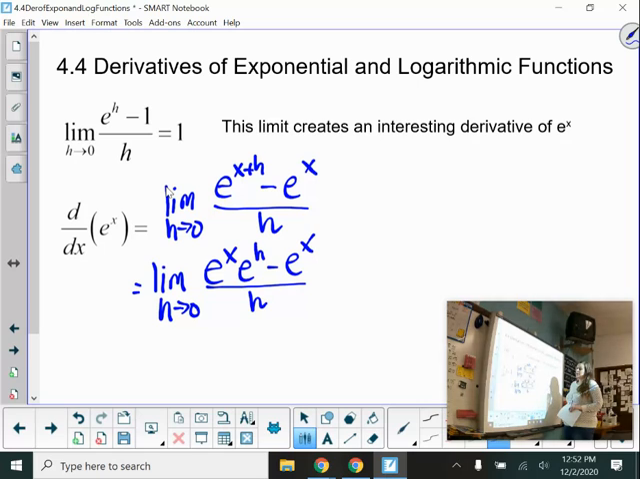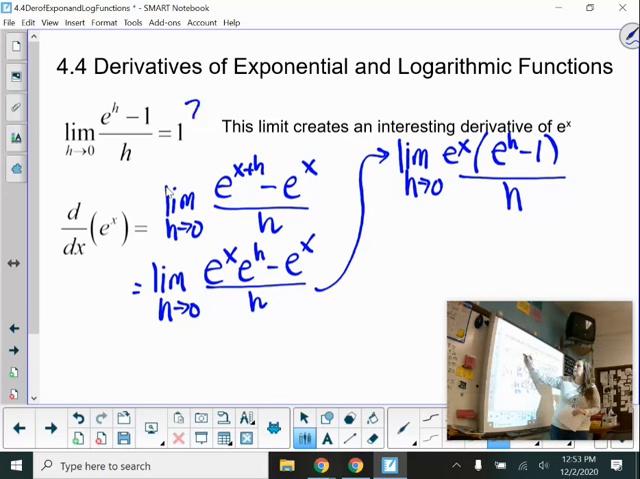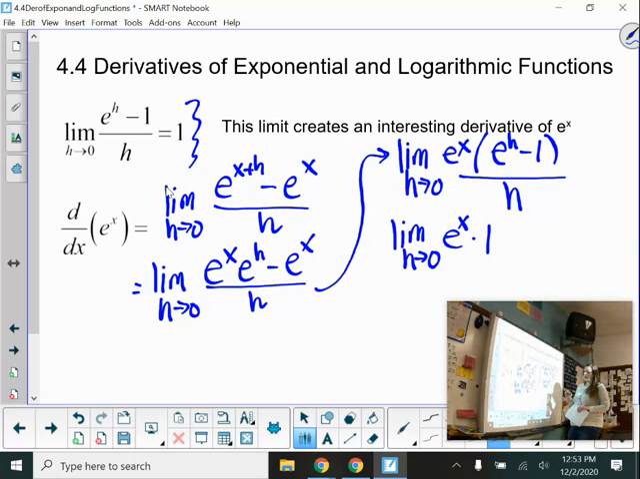Now on the top, they both have e to the x in them, so I can factor that e to the x out. And I'm actually going to write this up here. So this is the limit as h approaches 0 of e to the x times e to the h minus 1 all over h. Well, according to this first thing that we have here, this limit, the e to the h minus 1 all over h, that's equal to 1 when h is approaching 0. So this is really the limit as h approaches 0 of e to the x times 1.